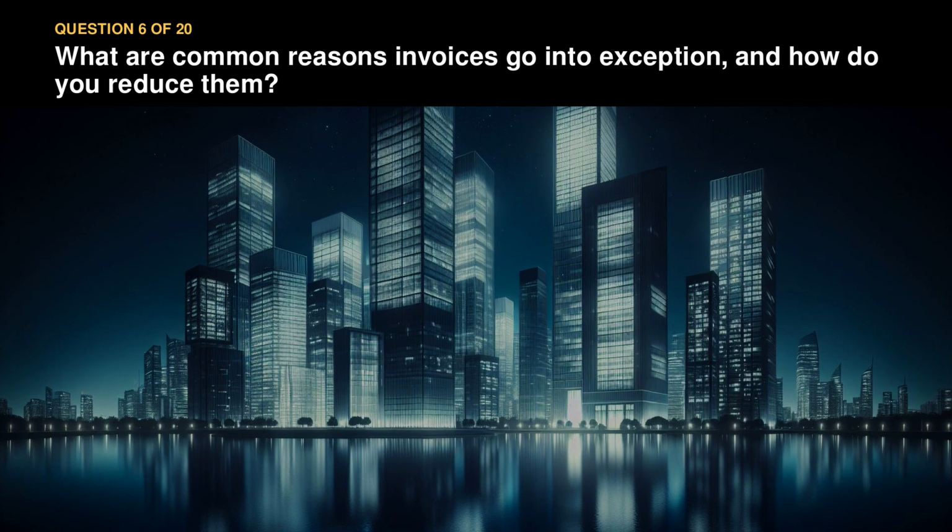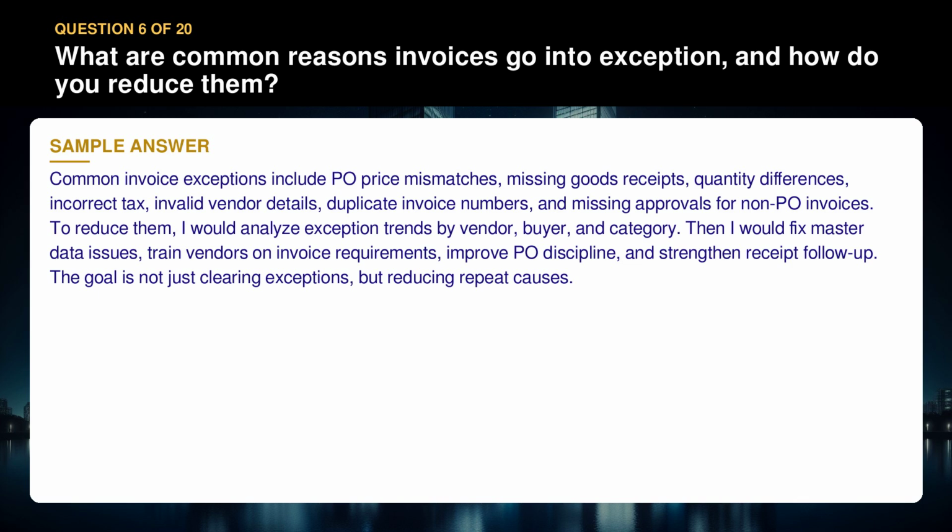Question 6. What are common reasons invoices go into exception, and how do you reduce them? Common invoice exceptions include PO price mismatches, missing goods receipts, quantity differences, incorrect tax, invalid vendor details, duplicate invoice numbers, and missing approvals for non-PO invoices. To reduce them, I would analyze exception trends by vendor, buyer, and category. Then I would fix master data issues, train vendors on invoice requirements, improve PO discipline, and strengthen receipt follow-up. The goal is not just clearing exceptions, but reducing repeat causes.